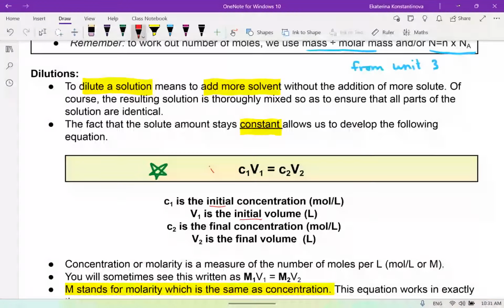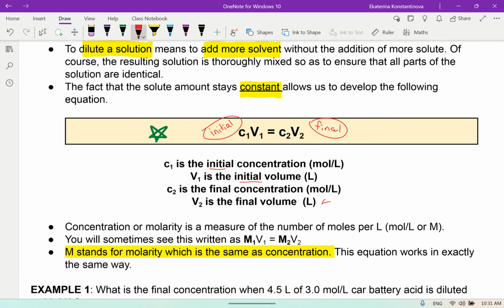So on the left-hand side, these are your initial values. And on the right-hand side, these are your final values, what you hope to achieve when you're diluting a solution. Remember to always have volume in liters, okay, and concentration is always in mole per liter.